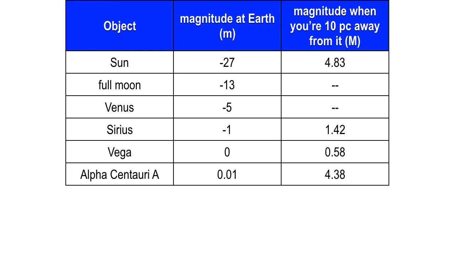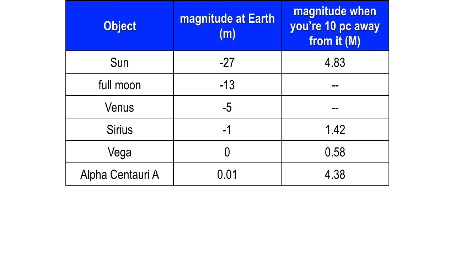Alpha Centauri A, almost a 0, 0.01. But if we were 10 parsecs away from it, 4.83. IQ test, which has more intrinsic brightness, judging by the third column, the absolute magnitude column, which is intrinsically brighter, the Sun or Alpha Centauri A? Alpha Centauri A, that's right. So make a note, little star, brighter than the sun, intrinsically brighter than the sun.